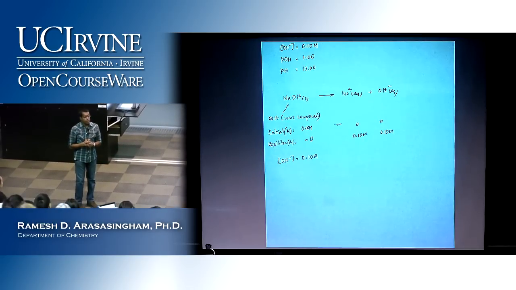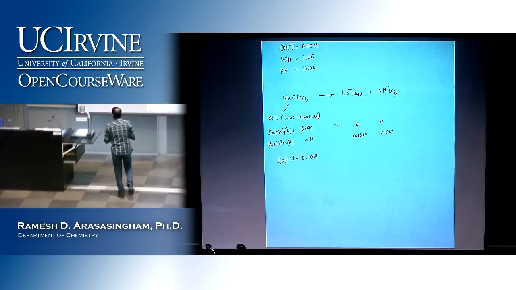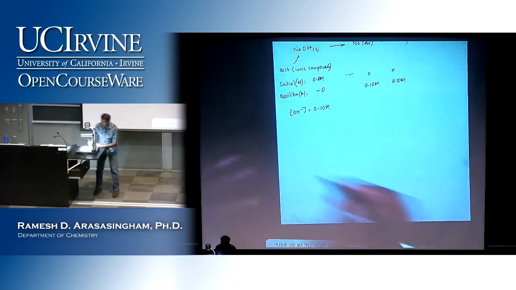So these are examples of strong acids, strong bases, all right? Now, like acids, we can also look at weak bases.